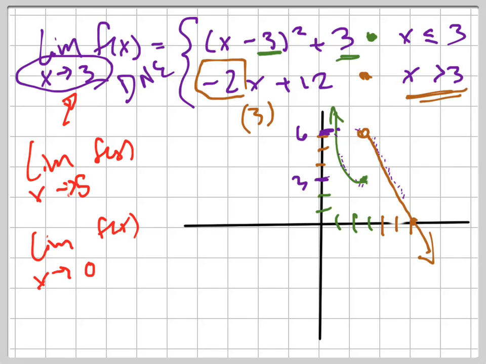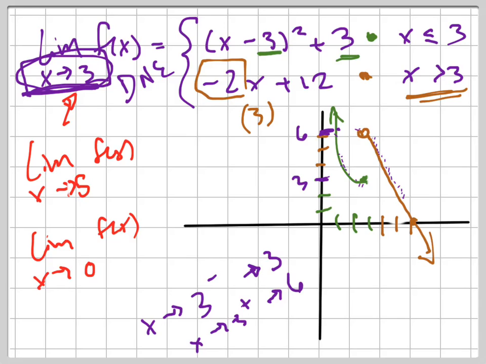Why not? Because the limit has to be the same from the left and the right. If they were asking what's the limit as x goes to 3 from the left, that would equal positive 3. And the limit as x goes to 3 from the right, indicated by the little positive sign in the superscript, would be positive 6. But they're asking what's the limit as x goes to 3, and it's different from both sides, so therefore the limit does not exist.